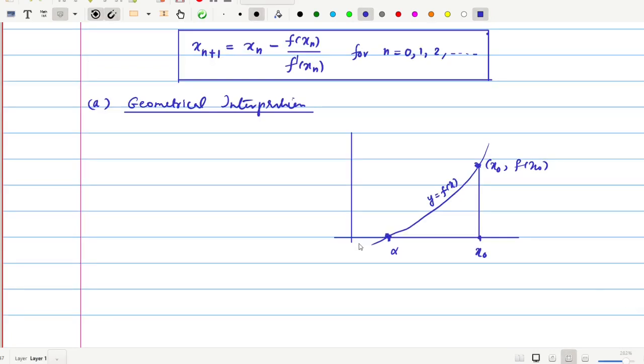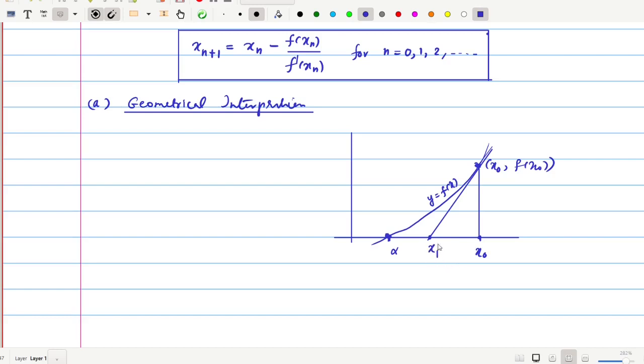To get the geometric interpretation, consider the function y equal to f of x, and alpha is its corresponding root, or zero, this is the actual zero. If you take the first approximation as x naught, then this point can be denoted as x naught comma f of x naught. Now consider the tangent at this point. This tangent meets the axis at this point, and this point is considered as our x1.